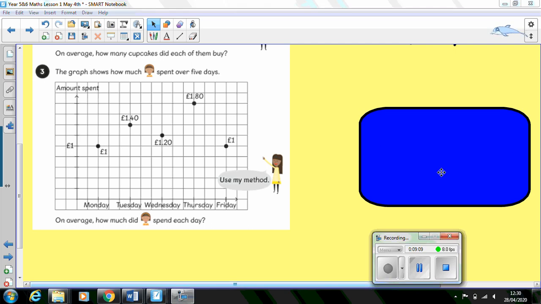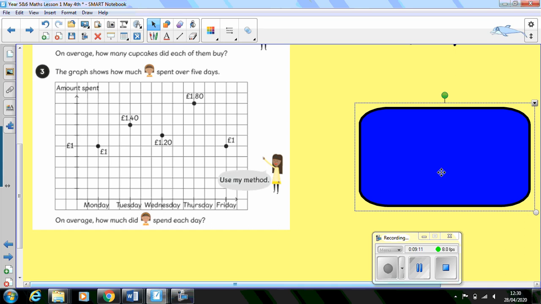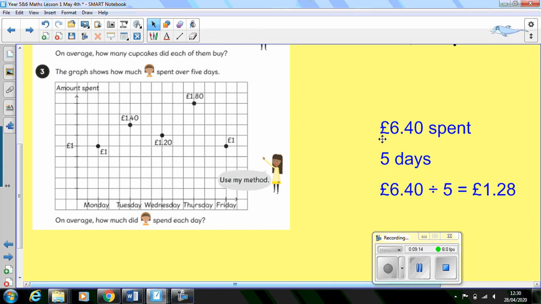So let's look at how we work out the answer to this one. Press delete on here, and we can see that in total, Amelia spent £6.40. There were 5 days that we used. We divide £6.40 by 5, which will equal £1.28.